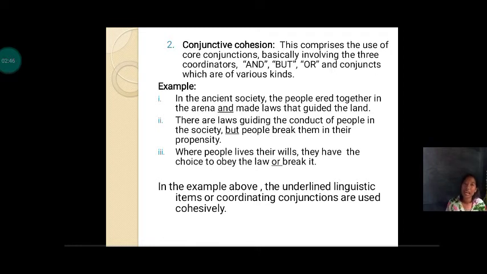Number 1: In the ancient society, the people met together in the area and made laws that guided the land. Number 2: There are laws guiding the conduct of the people in the society, but people break them in their propensity. Number 3: Where people live their wills, they have the choice to obey the law or break it. So we can see the three coordinators: and, but, and or. In the examples above, the underlined linguistic items of coordinating conjunction are used cohesively.